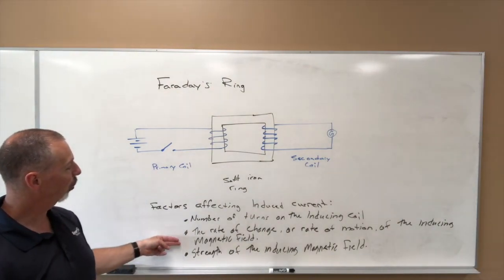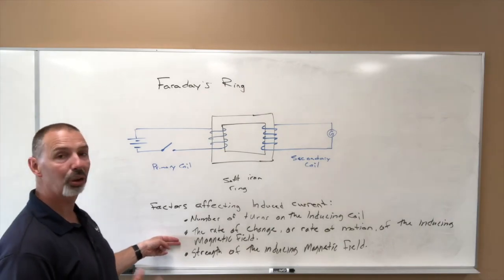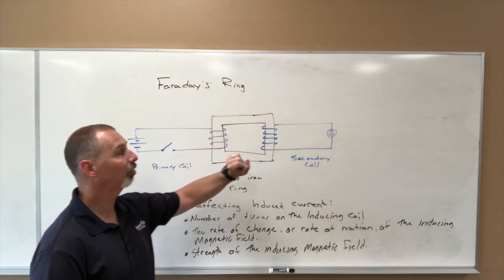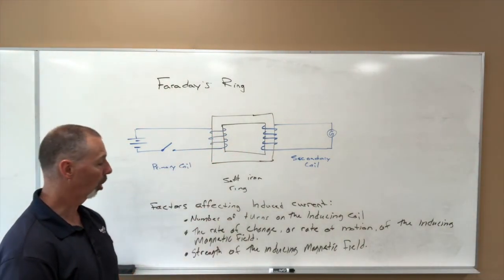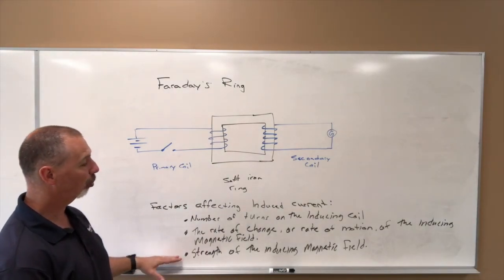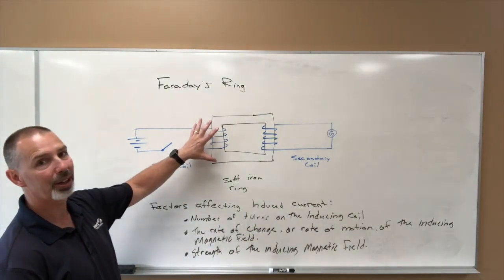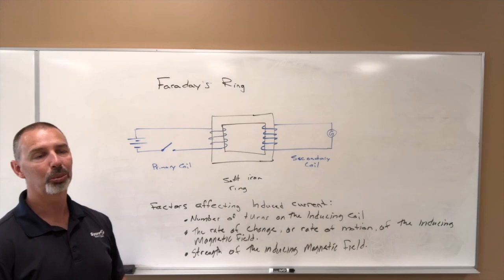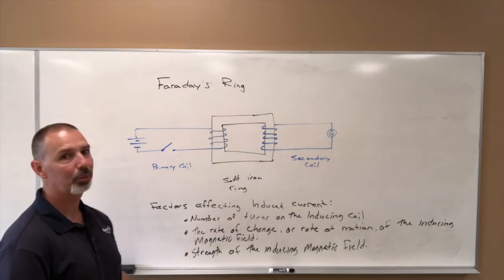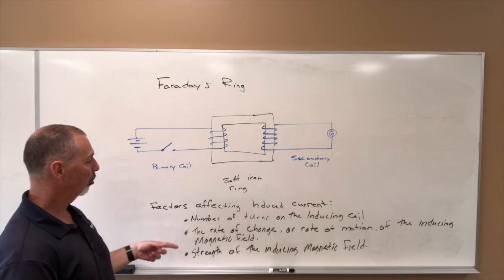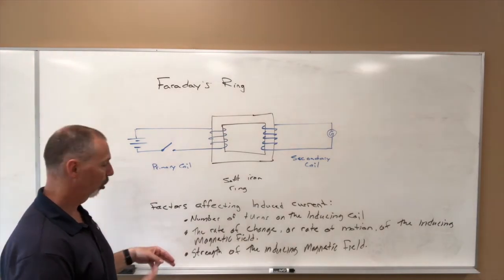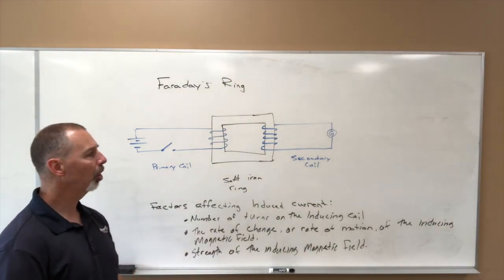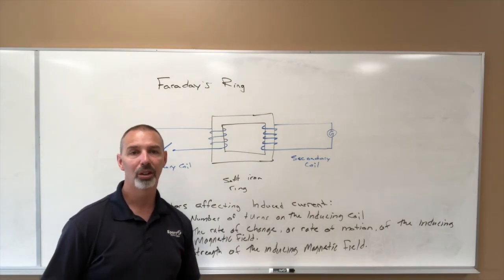He also figured out the rate of change or the rate of motion of the inducing magnetic field. So again, how fast can this be magnetized and demagnetized would affect how much current could be produced on that side. And also finally the strength of the magnetic field. So how strong of a magnetic field can I create here would then affect how much current is produced over there. These are all direct proportions. More turns, more current, a faster rate of change, more current, stronger magnetic field, more current. All right, so those are the properties. Those are the things that we need to know.